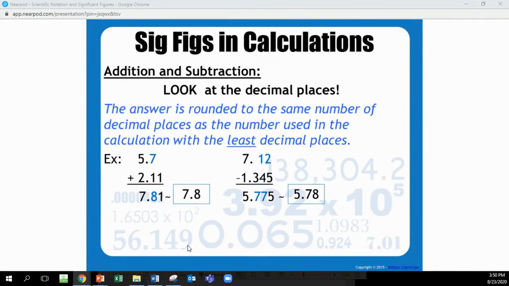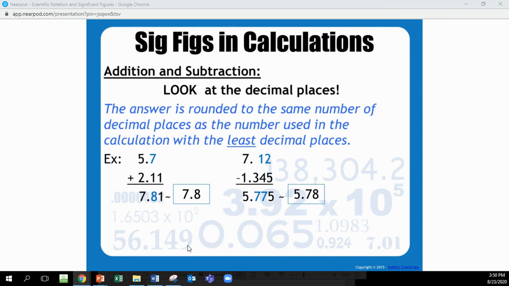Now we're going to look at sig figs in calculations, and this is where a lot of you mess up. So pay attention, make sure you take good notes, and practice, practice, practice. Again, I will put up some worksheets for you to practice that, and then with answer keys.